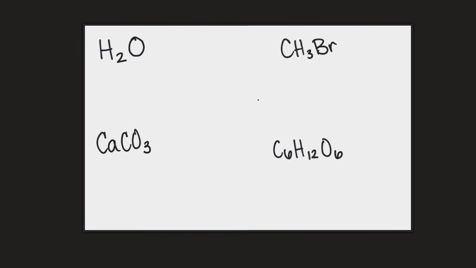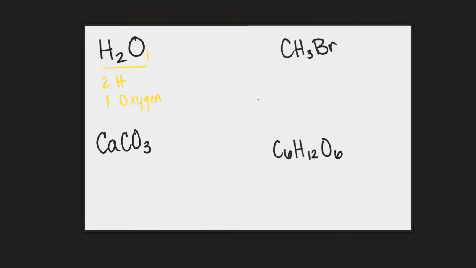Now let's practice going the opposite direction where you're given the chemical formula and you have to tell how many atoms are in each. So in this first one, H2O, the little 2 is telling us that we have 2 hydrogens and we have 1 oxygen. Now, there's not a little 1 right here because the letter is already there, so you don't have to write the number 1.